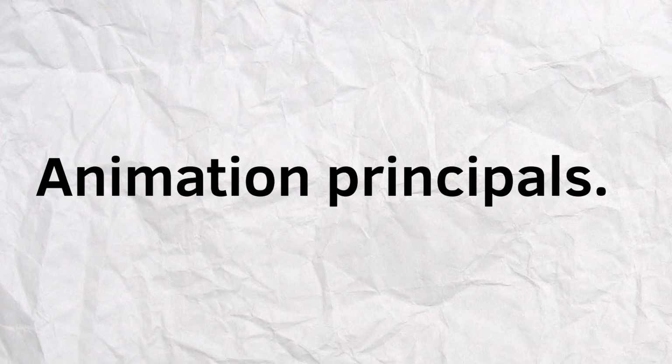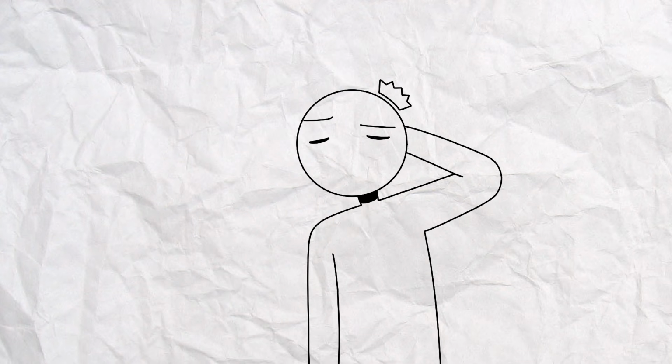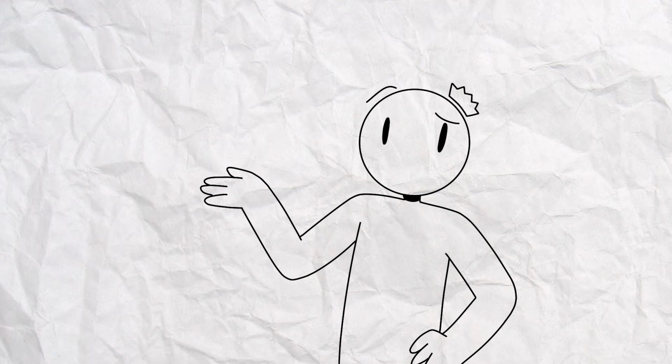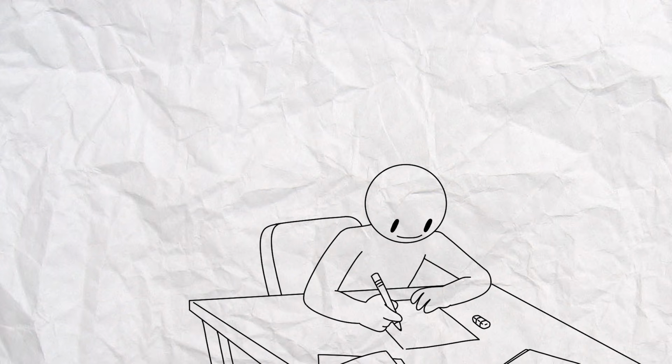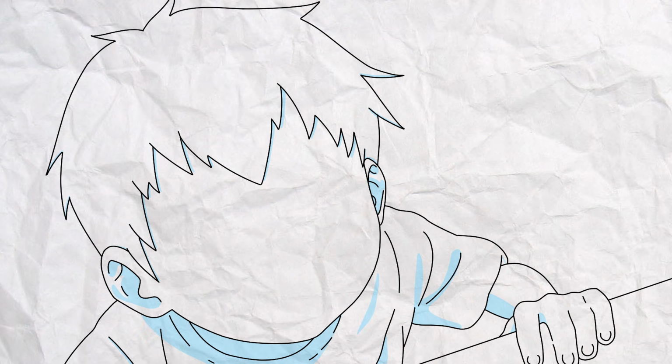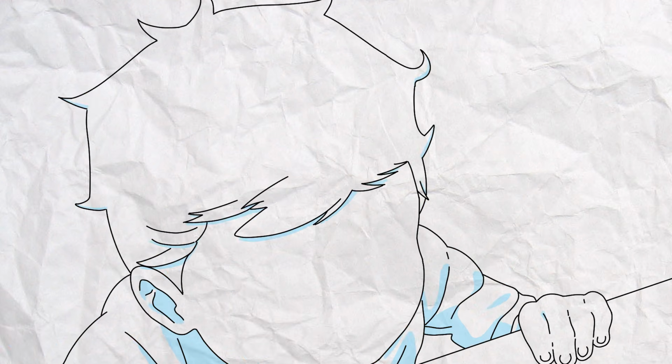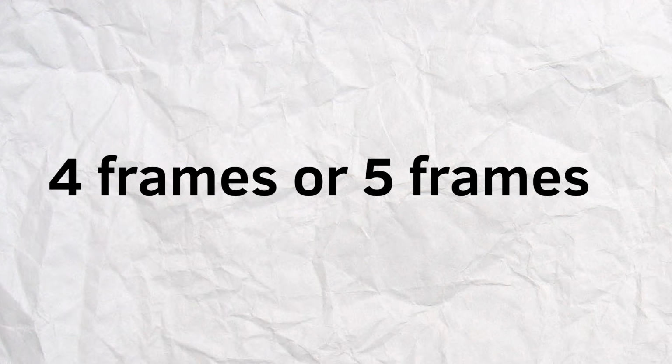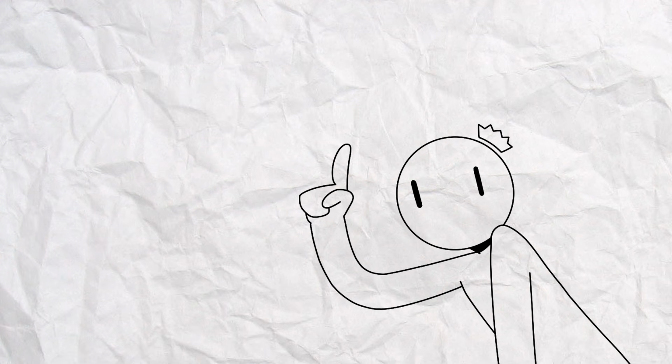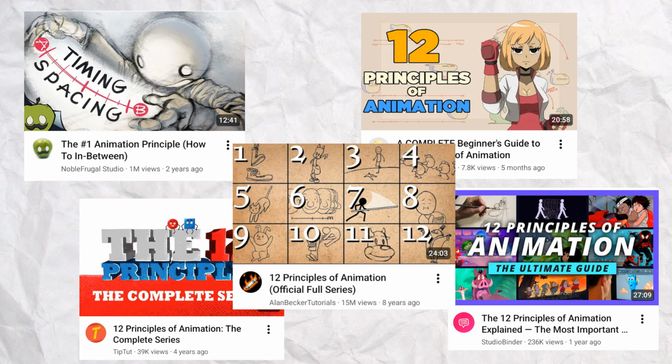Now let's talk about animation principles. They sound difficult at first, but don't worry, they are actually pretty easy to understand. One of the easiest ways to animate is to draw your start frame and end frame first, then add the in-betweens to make the movement smoother. Personally, I use 4 or 5 frames for every move I make. And if you don't know the 12 animation principles, there are tons of great tutorials online that explain them really well.